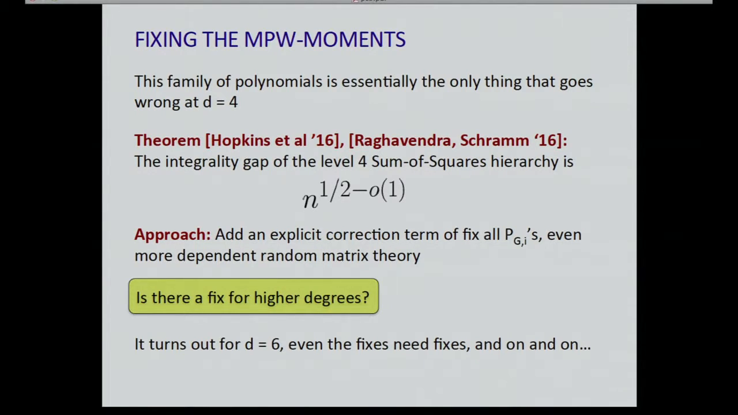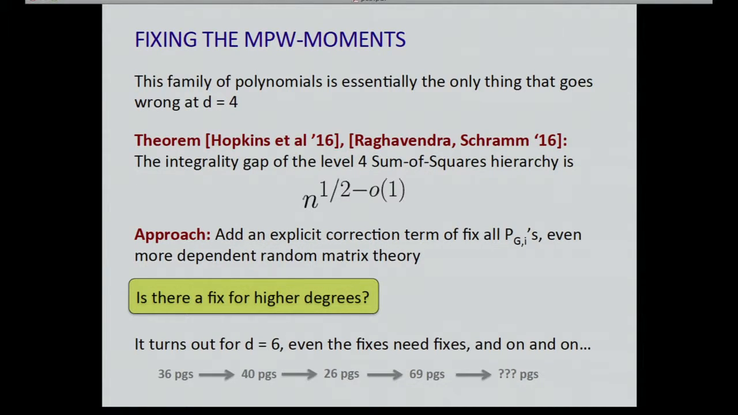But each of those fixes then have their own random matrix-like terms that cause some other deviations. Those actually have to be fixed too. So the fixes need fixes, which need fixes, which need fixes. I think it goes out at least 3 levels. But the real trouble is that, extrapolating, it's not so clear whether you can actually carry this out.